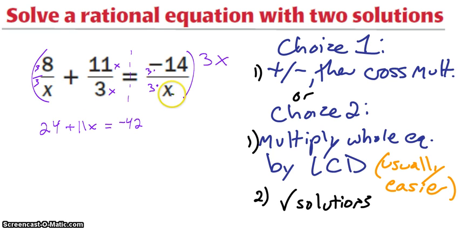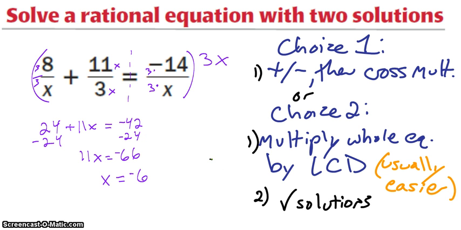As all of my denominators would be the same, I'm essentially getting rid of the denominator in its entirety and just solving this equation. So I'll subtract 24. So I've got 11x equals negative 66. So x equals negative 6.